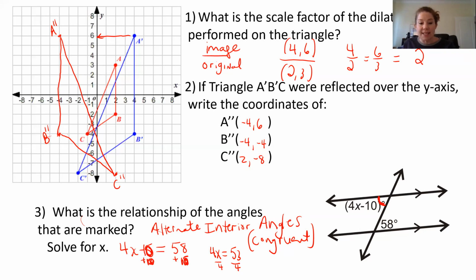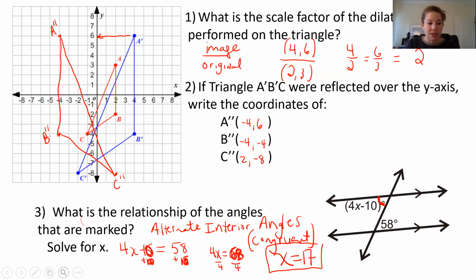So we would add 10 to 58 and we'd actually get 68, and then we would divide both sides by 4. 68 divided by 4 is 17. So x is equal to 17. That doesn't mean 17 degrees, right? The angle is 58 degrees. Let's double check it. 4 times 17 minus 10 equals 58. Yes, it does. So we know our answer is correct.